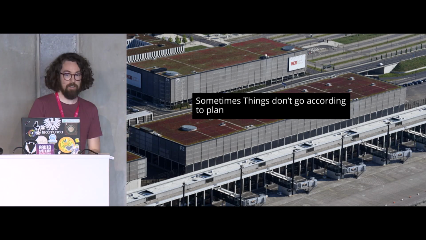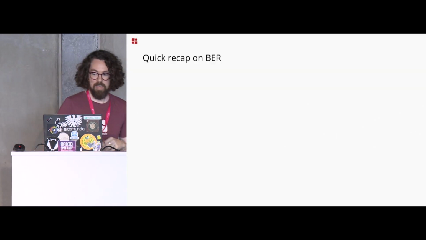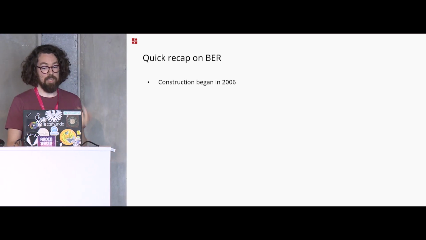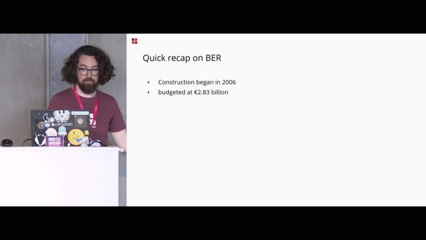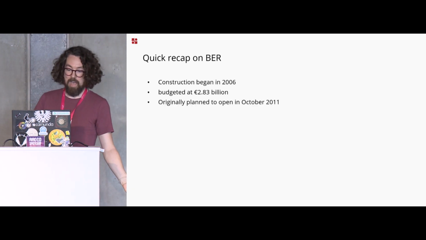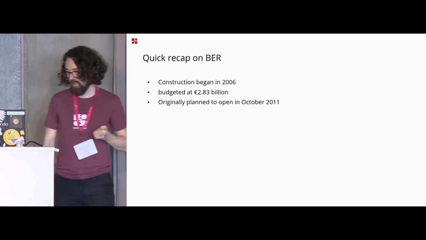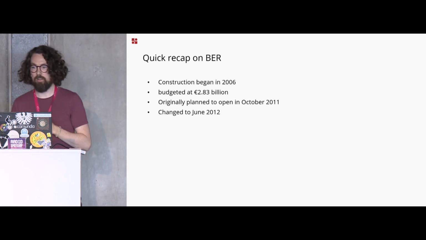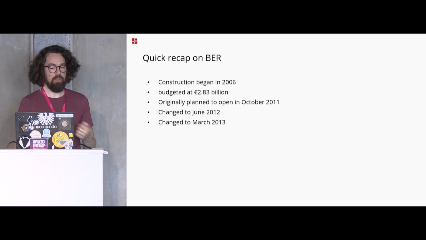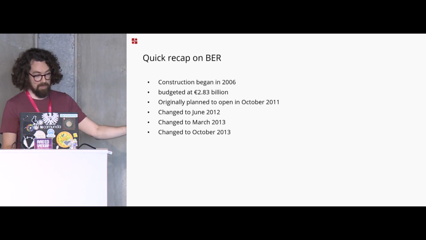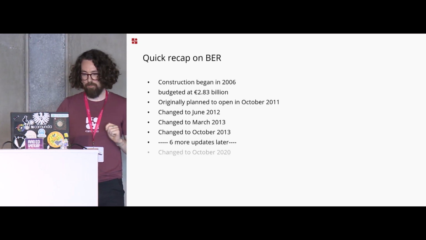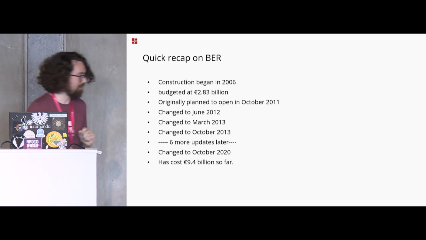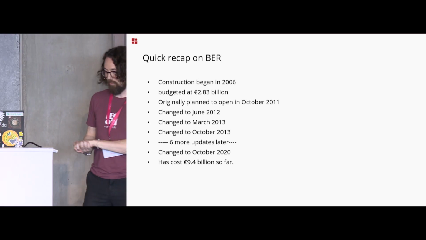For those of you who aren't locals around here, Berlin-Brandenburg Airport originally started construction in 2006, quite a while ago. But luckily, it only cost 2.83 billion. It's perfectly reasonable for an airport. And it was going to open in 2011. It almost did, but luckily they only shifted it by a year. So then we ended up having to wait till 2012. Then we had to wait till 2013. Then October, still same year, 6 more updates later, and have no fear, you'll be flying into Berlin-Brandenburg Airport in 2020. Current cost, 9.4 billion. Okay, so a little over budget and took a little longer.